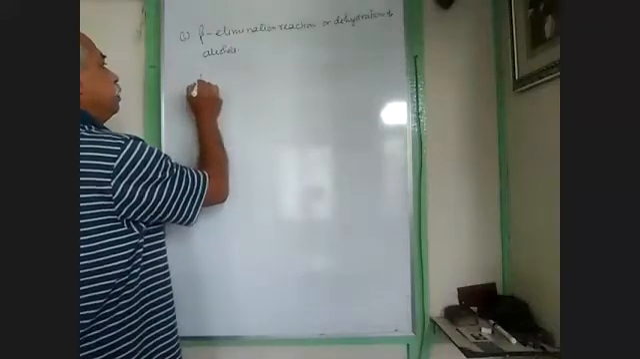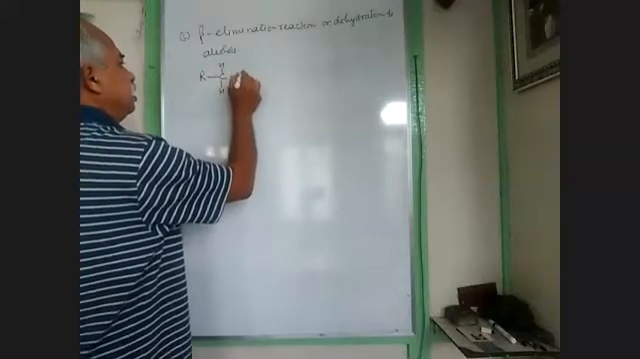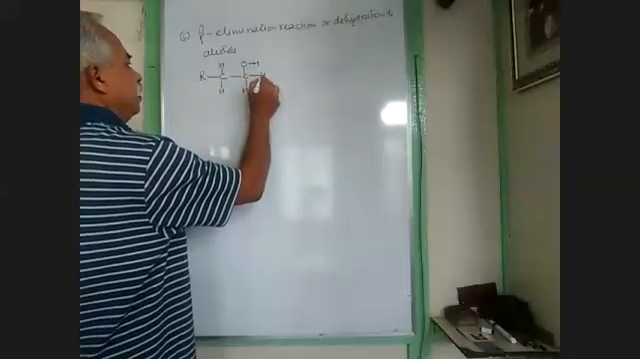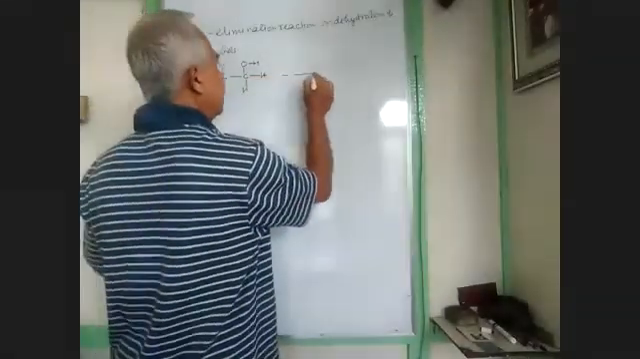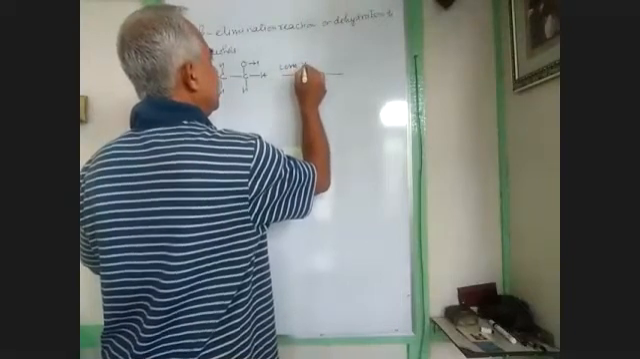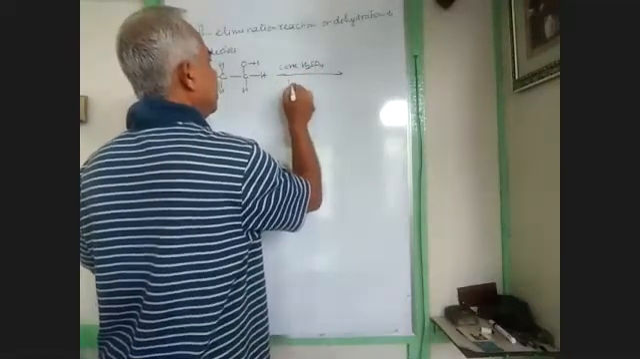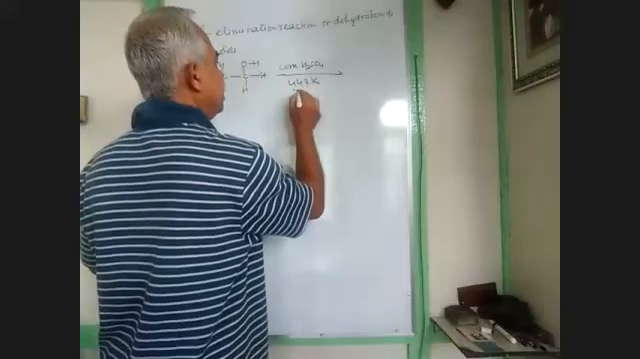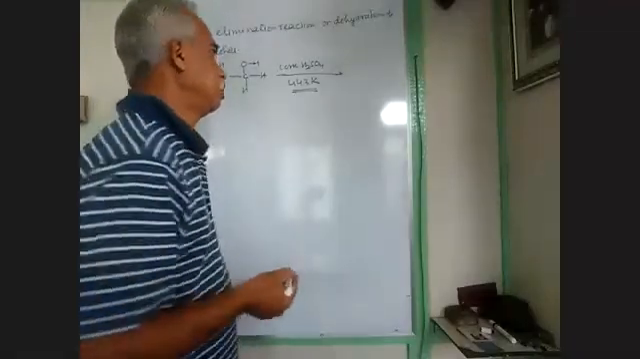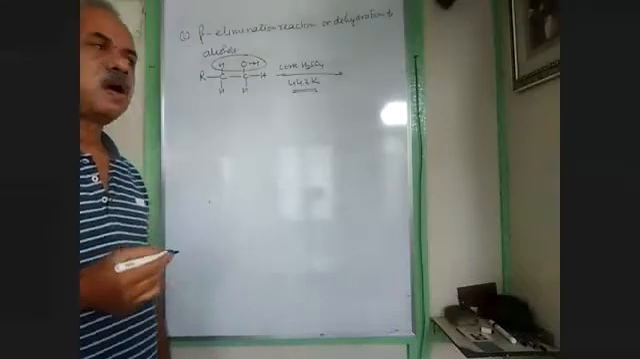See, it will happen like this: C H H C O H H. To that we will add concentrated H2SO4. Okay, and we'll heat it at 443 Kelvin. This temperature you don't forget. Very important. So what is going to happen? The molecule of water will go out.